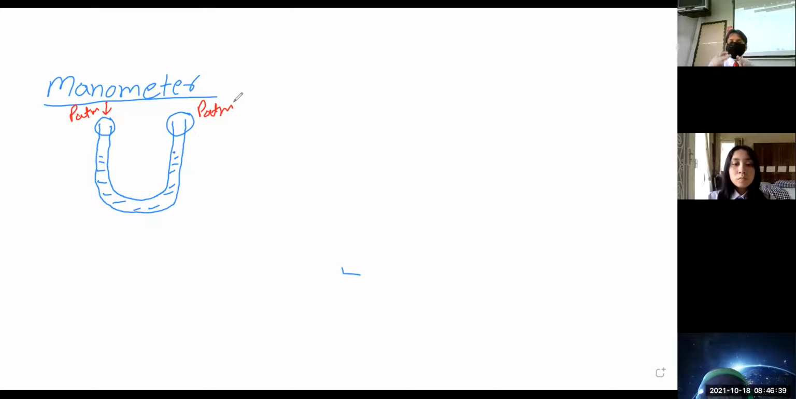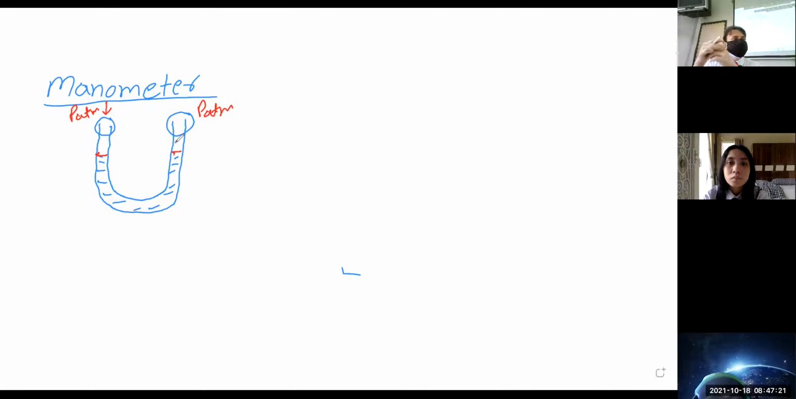Due to that, the mercury level in this U-tube is at the same level, meaning this height and this one are at the same position. There is no difference in height between the liquid in this tube. So in this situation the pressure difference is zero. What is the pressure difference? If on one side the liquid is down and on the other side the liquid is up, there is a difference in height, but here the mercury level is at the same position.